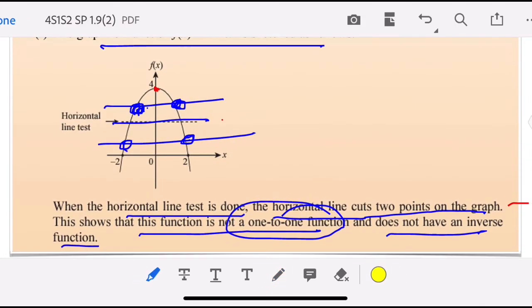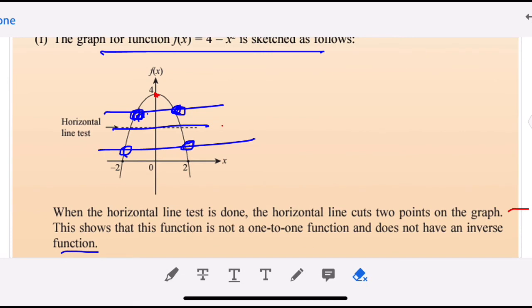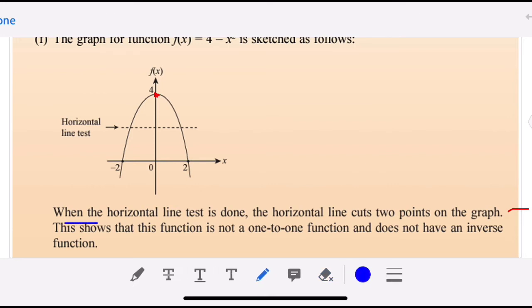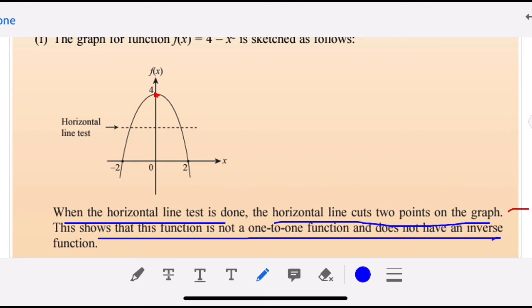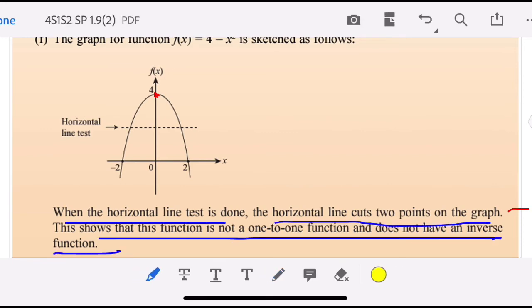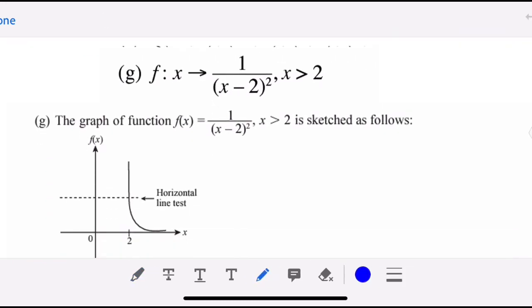Okay, how about this one? The previous one, maybe I let you copy first. When the horizontal line test is done, the horizontal line cuts 2 points on the graph. This shows that this function is not one-to-one and does not have an inverse function. For this one, you have the function given like this, where x is more than 2. So when you sketch, you just sketch the part where x is more than 2, the domain of x. So you have a line like this.